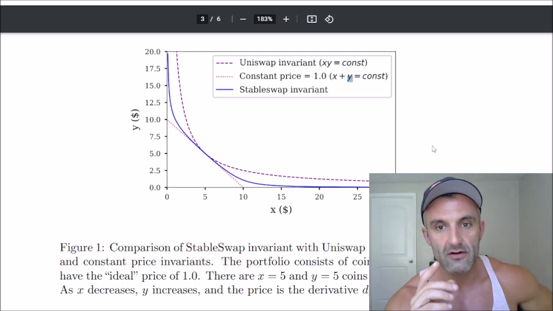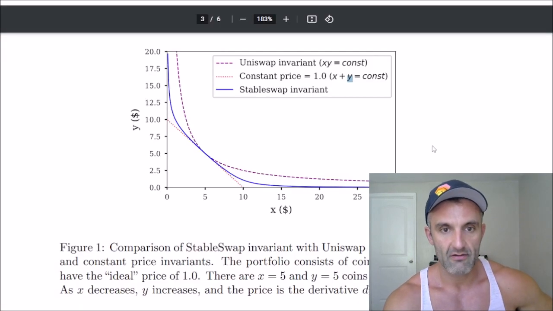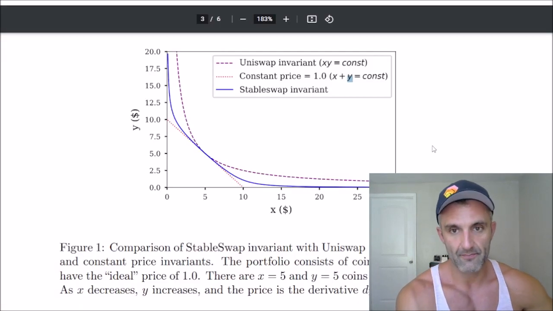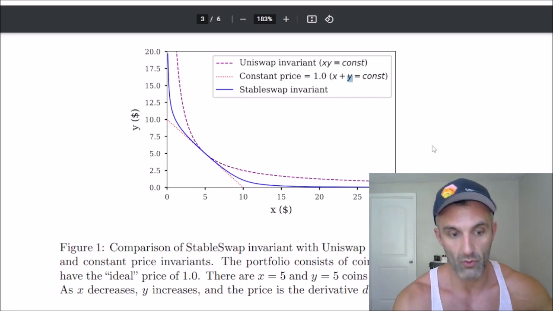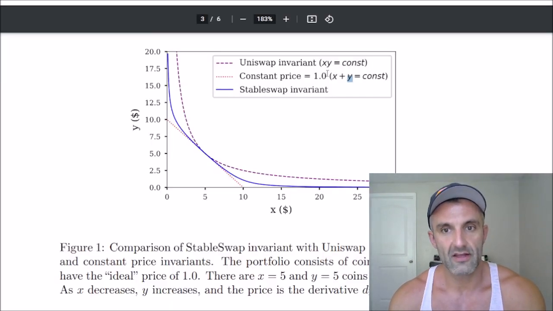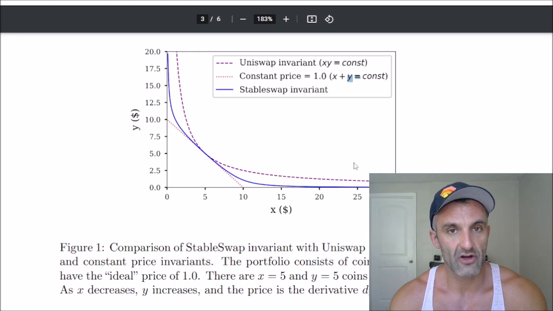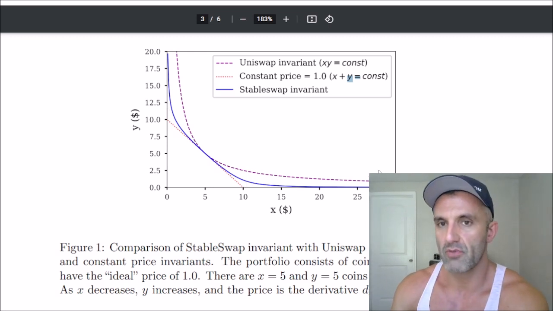So what the stable swap behind Curve does, from my understanding of this, is they changed the formula from constant product, x times y, just like Uniswap here, and they changed the constant sum, so it's not x plus y equals a constant, to a variation of that. And if you see right here in the middle, that's the blue line. Why is that important? Why does that matter?